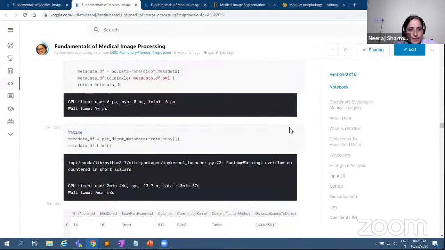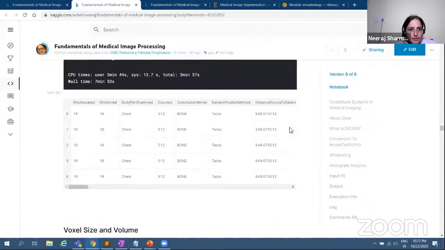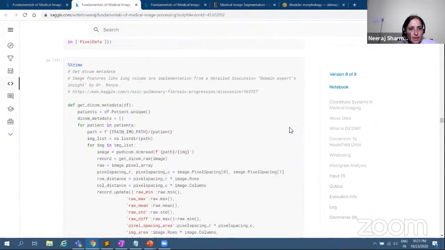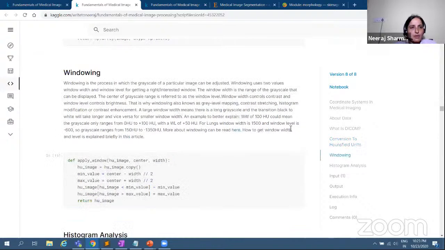Okay, so what happens is that, okay, where we were, yes. Yeah, so we were on windowing. I would prefer to go.